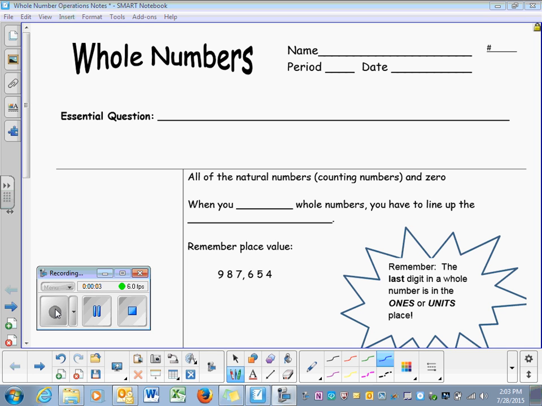The essential question today is how do I solve problems with whole numbers?